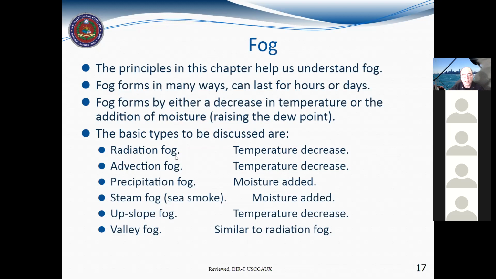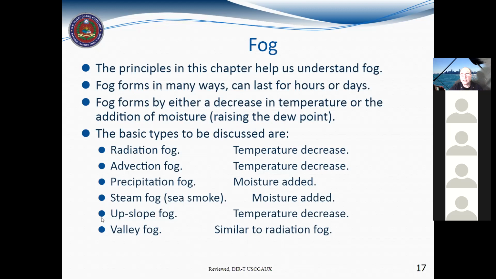You have radiation fog, which happens when the temperature decreases. Advection fog, where you have colder air moving in. This also causes a temperature decrease. Remember the two things that can cause fog: addition of moisture, decrease in temperature. Here, precipitation fog, like when it's raining, adds more moisture to the air, and that can cause fog. Or in the case where you're near a large body of water, steam fog, some people call it steam smoke, and that changes the type of air that you're in. So moisture is added there. Like in the Northwest, sometimes you get fog coming in from the Pacific.